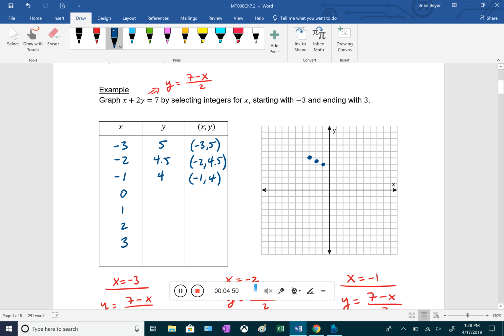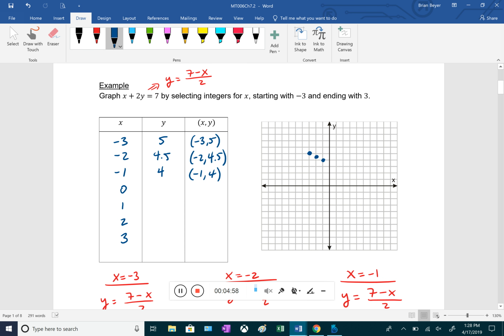So hopefully you can tell when you're plotting these points that it's a straight line. And we're told that it's a straight line because it's a linear equation. We also know it's a linear equation because both of the variables have a 1 for the exponent. That's what makes it linear.